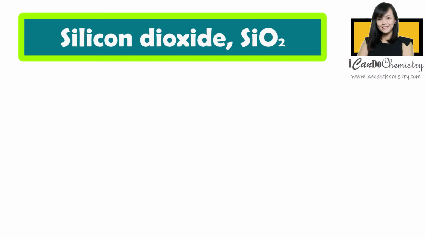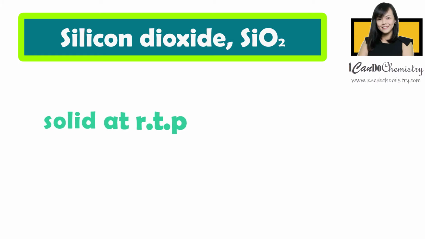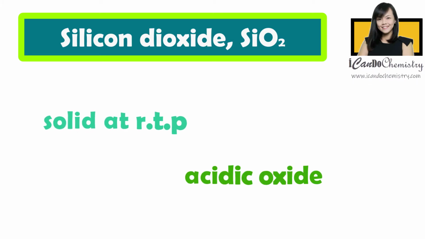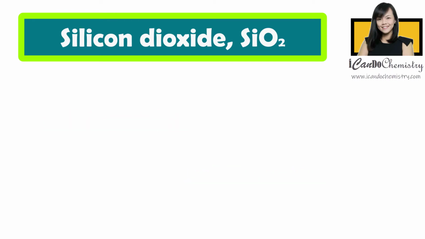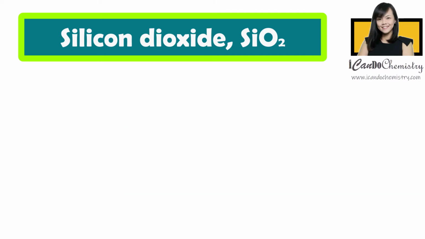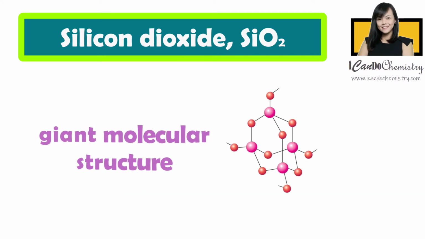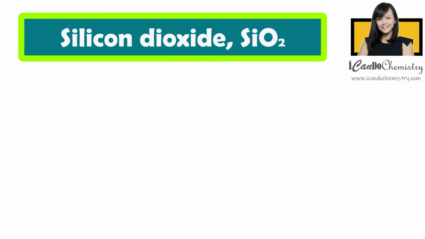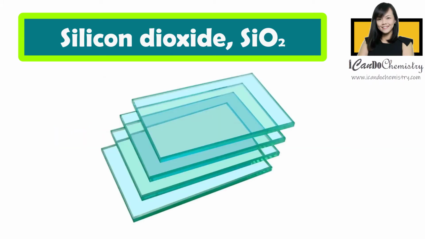Number 30. Silicon dioxide. Chemical formula SiO2. Silicon dioxide is a solid at room temperature and pressure. It is an acidic oxide. Silicon dioxide is commonly known as silica and can be found in sand. It has giant molecular structure, just like diamond. It is often used to make glass due to its hardness and high melting point.